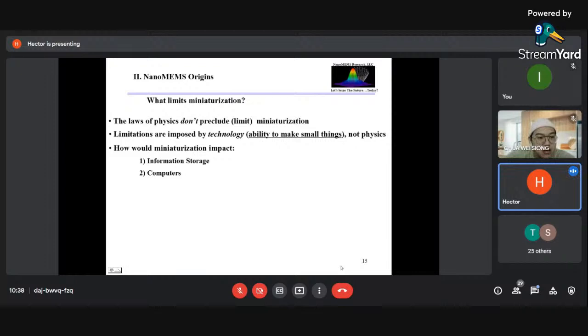So having acknowledged that the limitations to miniaturization were rooted in our ability to make small things, that is on technology, Feynman went on to consider what would be the impacts of miniaturization in information storage and computers. And in these areas, he found that great gains would be attained because the only thing that needed to be done was downscaling. So by downscaling, you would improve the performance of information storage and computers.